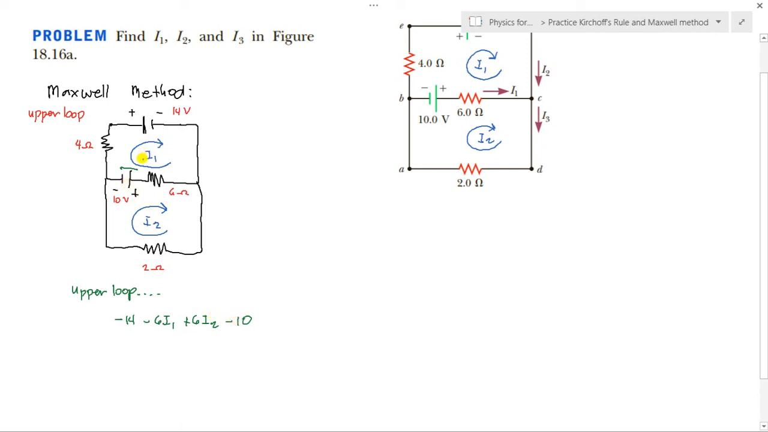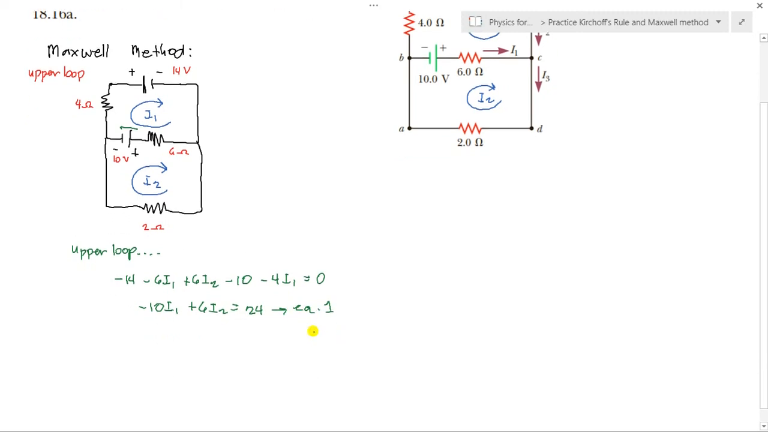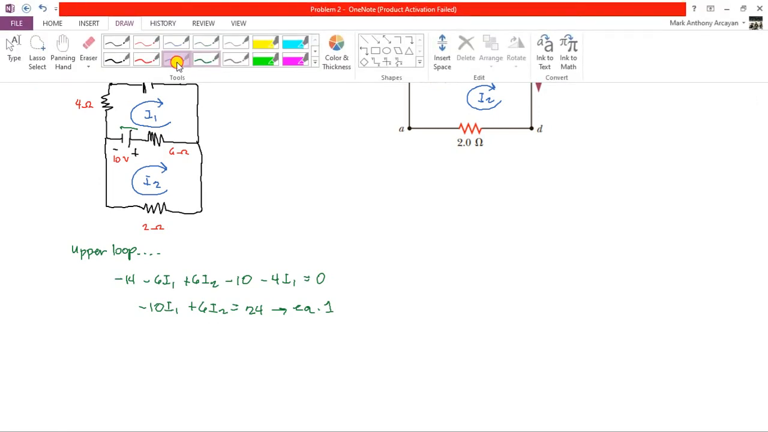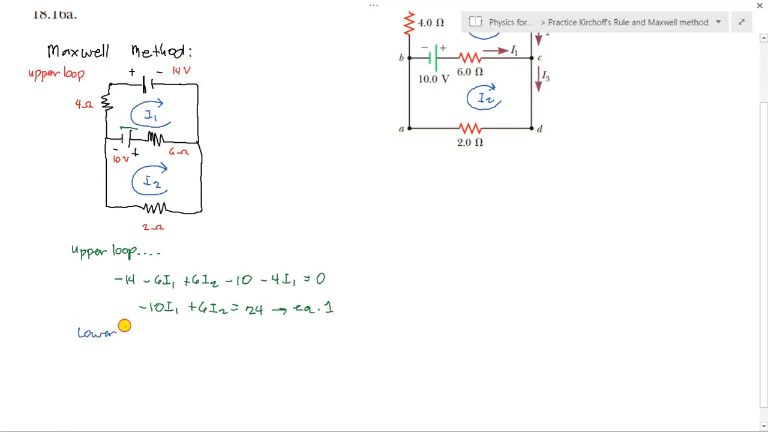Sundan lang kung unsay naa nga direction sa loop. The next, milabay siya ni 4 ohms, so that is minus 4 times I1. That is equal to 0. Rearranging, maguna si I1, so we have negative 10 I1 plus 6 I2 is equal to, matranspose ng 14 and 10, so we have 24 positive. So this would be our equation 1. That is for the upper loop. For the lower loop, natuta ni lower loop.